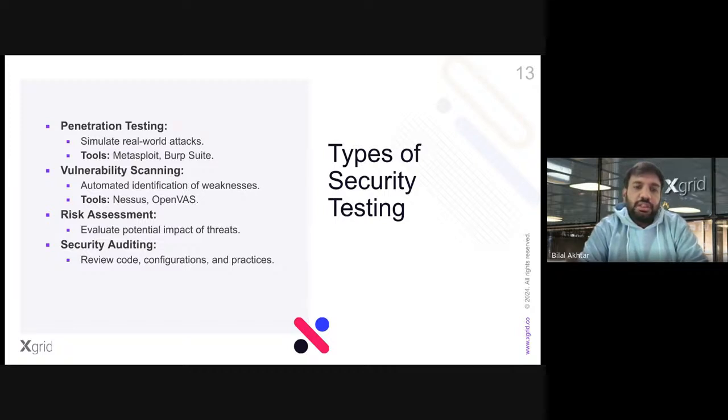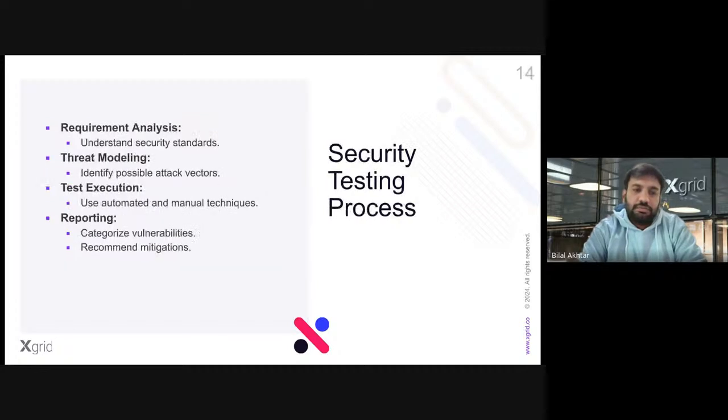Vulnerability scanning is the automated identification of weaknesses, with tools like Nessus and OWASP. Risk assessment evaluates the potential impact of threats. Security auditing reviews code, configurations, and practices.